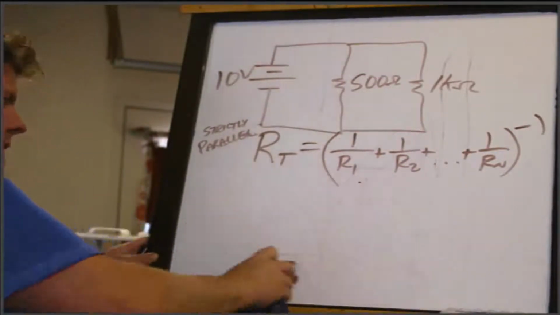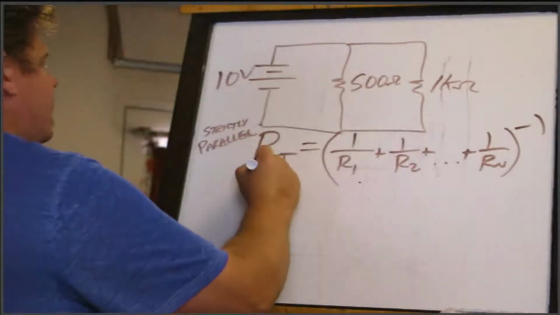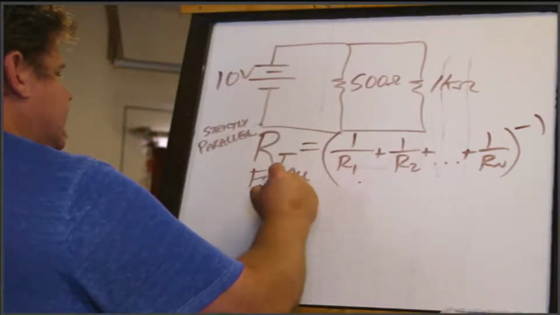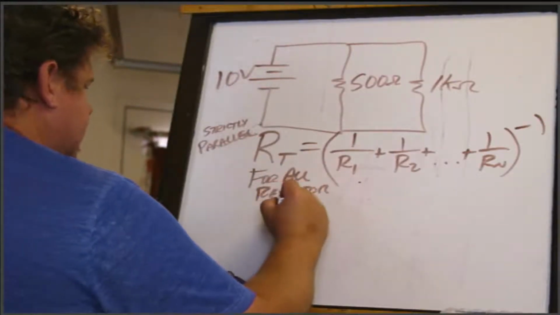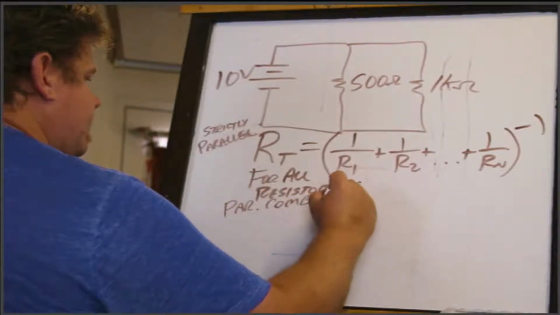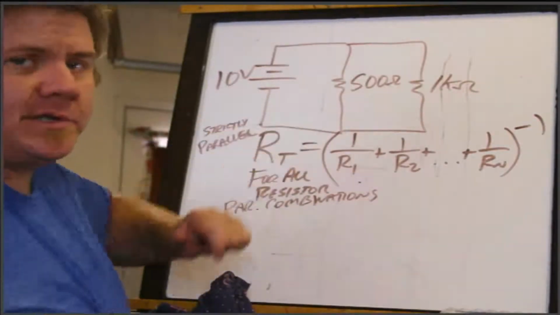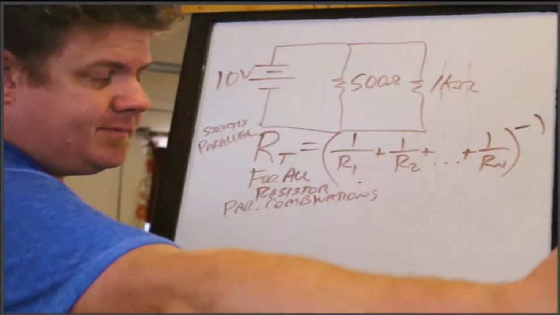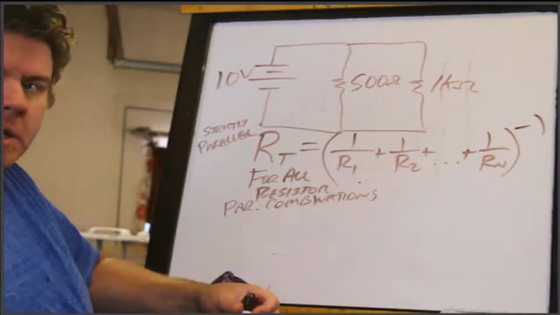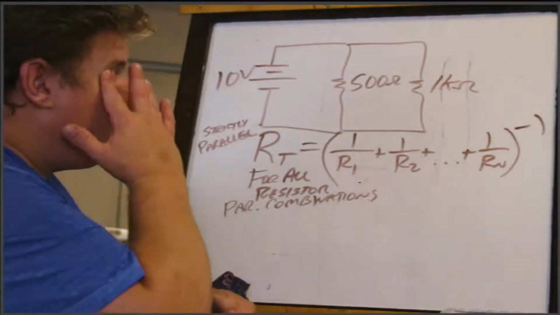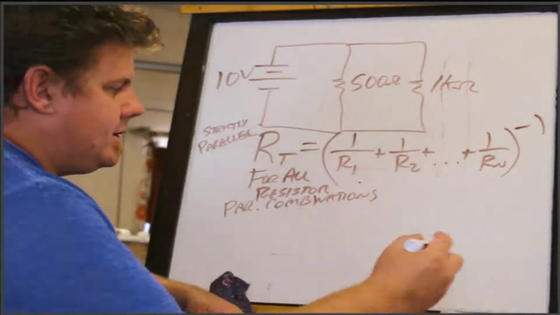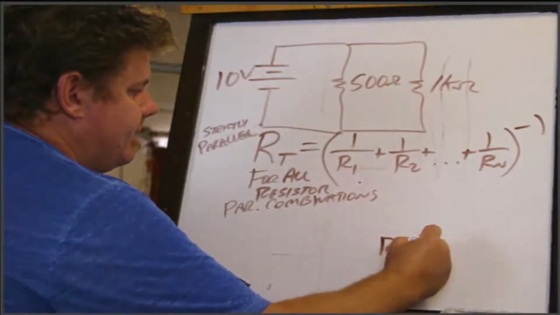Now, this will always work for all resistor combinations. Parallel combinations, I should say. In other words, it doesn't matter if you have 2 of them or if you have 2,000 of them. This formula will work every single time, okay? Now, the book, and even in the PowerPoint, which is why I didn't point it out, there is another way to do it a pair at a time where you don't have to use an exponent. And it looks something like that.